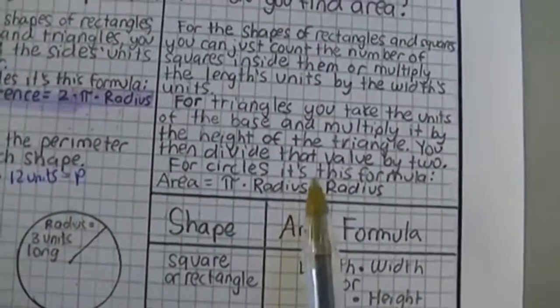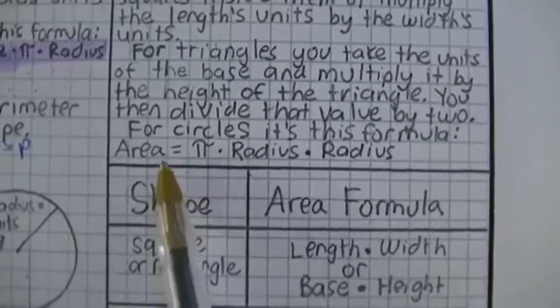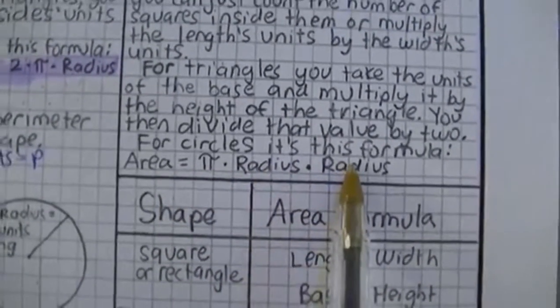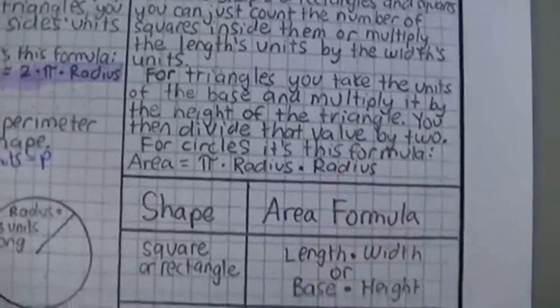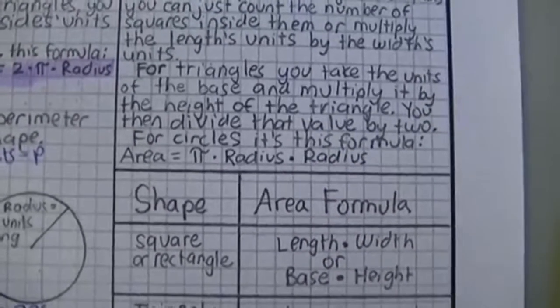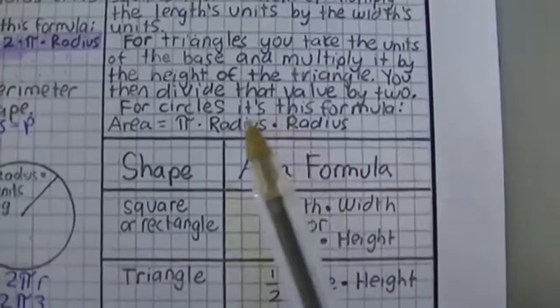All right, and then for circles, it's weird. It's this. Area is equal to pi times the radius times the radius. So pi times radius times radius.